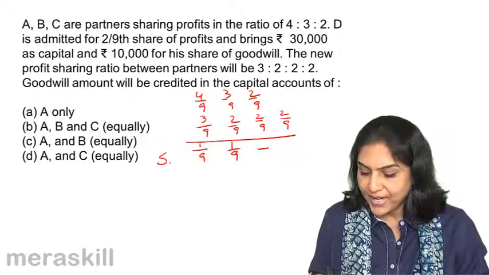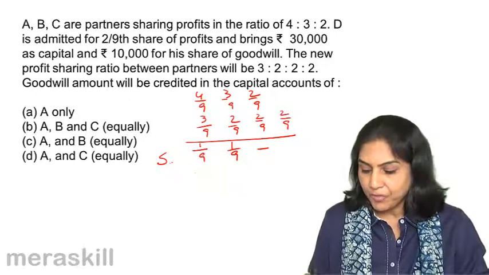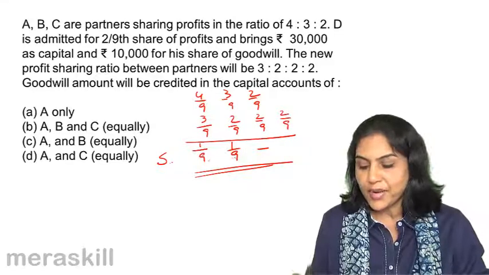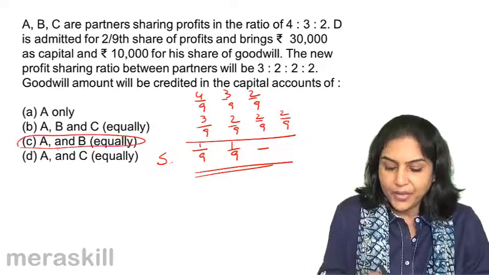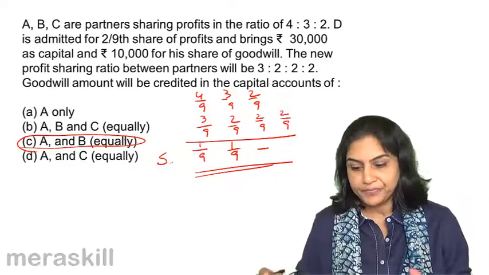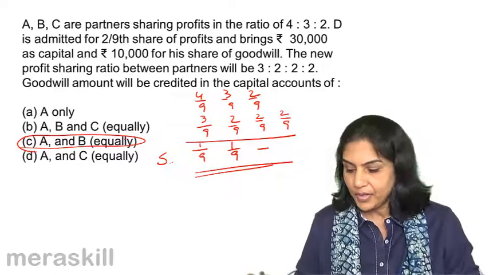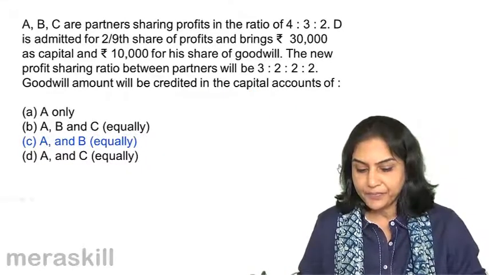Therefore, this is a sacrifice which has been made by A and B. What is the sacrificing ratio between them? 1 by 9 is to 1 by 9, which is equal. Therefore, A and B will be credited equally, whichever method we choose to take. So the correct answer should be C, A and B equally.